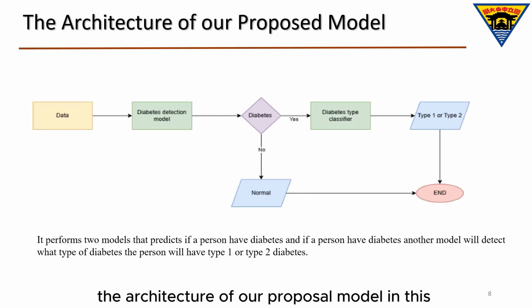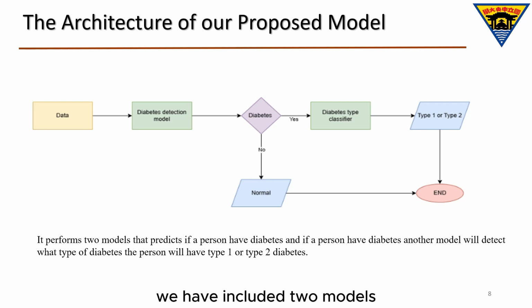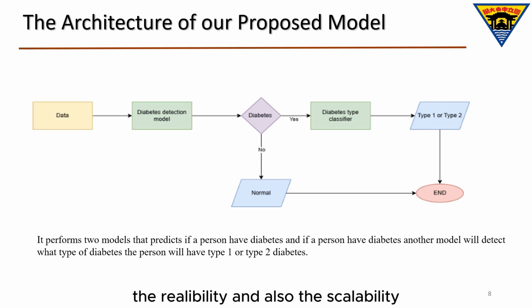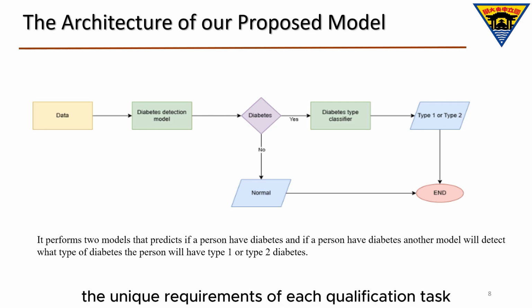For the architecture of our proposed model, we have involved two models. One is for detecting diabetes and the other is for classifying whether it is type 1 or type 2. In both models we follow one consistent process to ensure reliability and scalability. This two-model approach improves the overall performance of the system, addressing the unique requirements of each classification task.